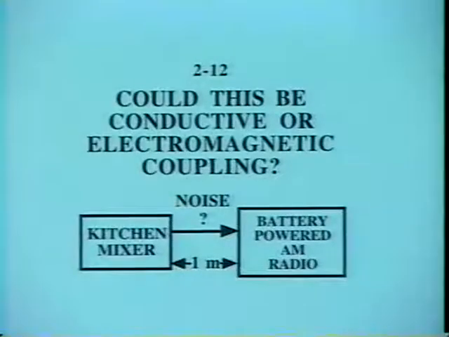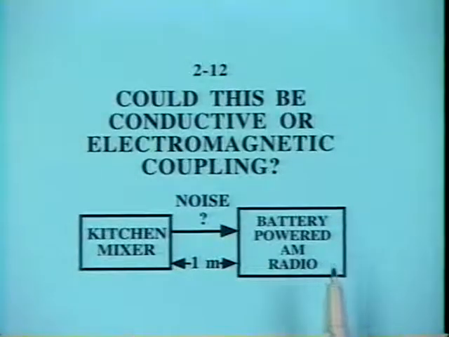Let's try this on an example. Let's say we have our kitchen mixer sitting about a meter away from an AM radio that's battery powered. And every time we turn the mixer on, we get noise over here on the radio. So we know where the source of the noise is located. It's that kitchen mixer. And we know the circuit that is susceptible. It's the AM radio. But we need to figure out what's the coupling mechanism.